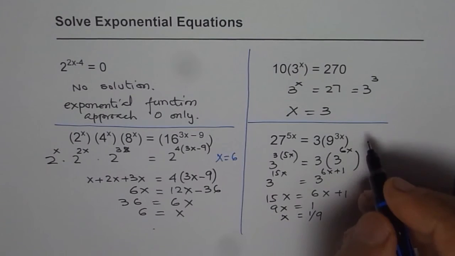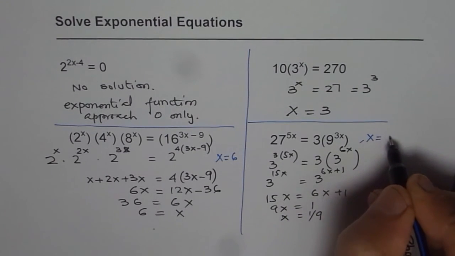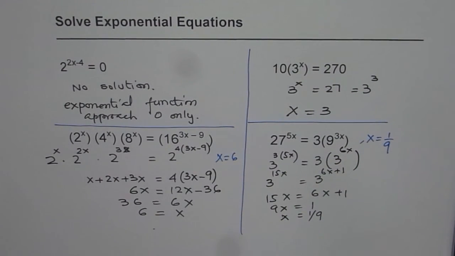So let me write down this solution here. Here we get the answer as x equals 1 over 9. So that is how we can solve these questions. Have a good look at it. Try to understand how we did it. I hope it helps you. Thank you and all the best.